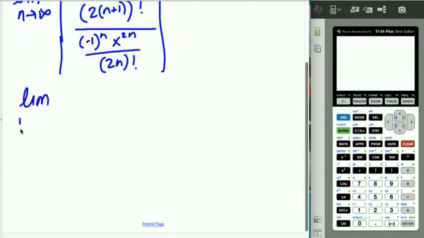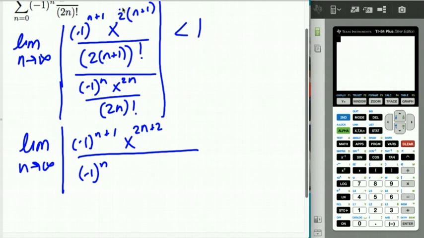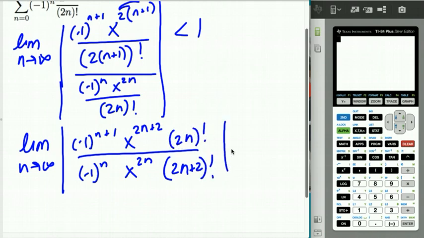So if we clean this up a little bit, I'm definitely going to get a negative 1 to the n plus 1 on top of his matching buddy on the other floor. I'm going to get an x to the 2n plus 2, because I'd have to distribute. So if we go back up here for a sec, this would be 2n plus 2, divided by an x to the 2n. And on the bottom, this will be 2n plus 2 quantity factorial, and on the top, it was just a 2n factorial, is less than 1.